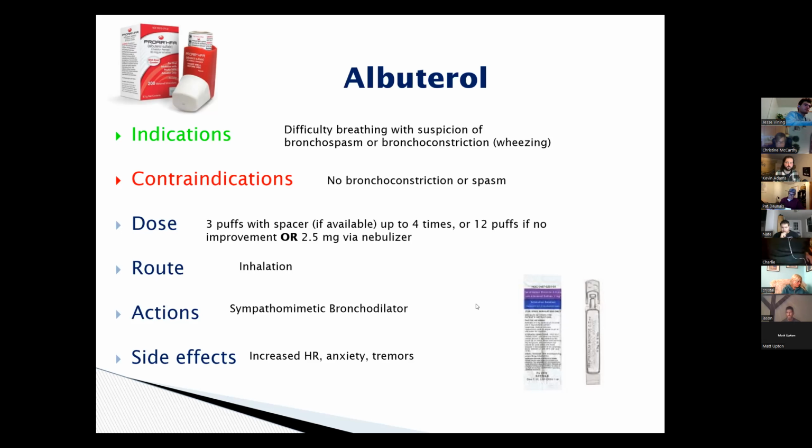Specifically, that one on the pop quiz. She had been taking her albuterol inhaler for days and it was not helping, so much so that she used it all and she was still having difficulty breathing with wheezing, right? That tells us the albuterol is not helping. She might need something else.